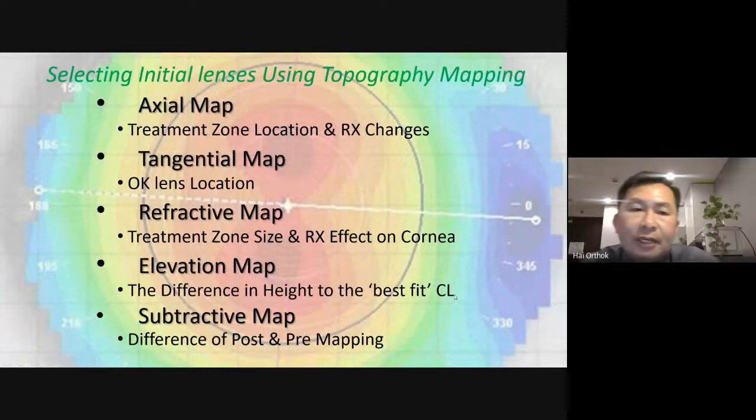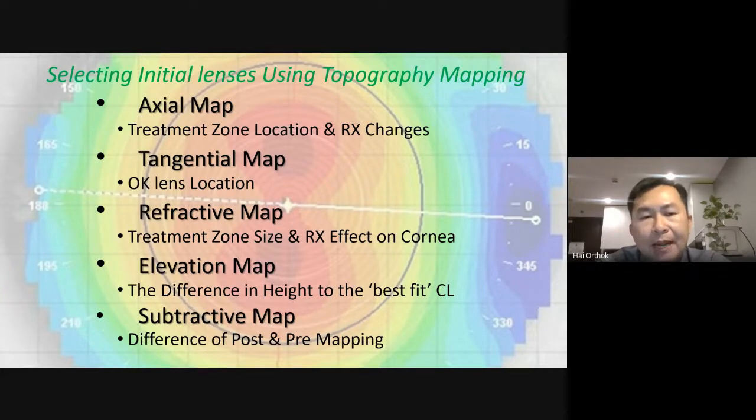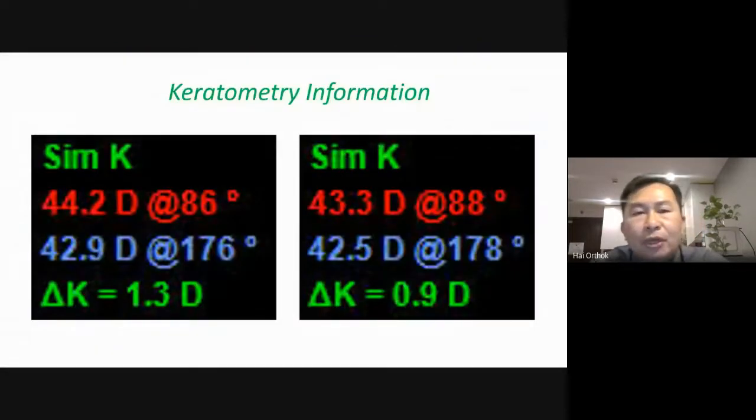And if you have a topographer, you can select the initial lens more effectively by using the axial map, tangential map, refractive map, elevation map, and subtractive map. For example, this is the information you only have from keratometry. We have K1 is 42.2, K2 is 43.3. Assuming this is 1 diopter, we can select the first lens, and then we decide to choose a standard lens, premium lens, or toric lens based on delta K.